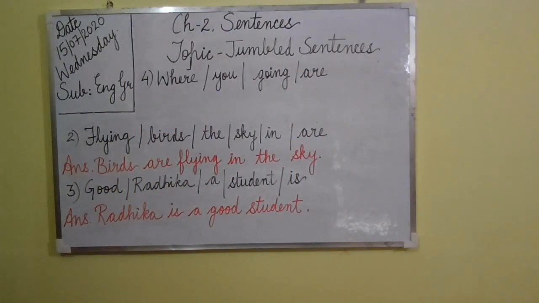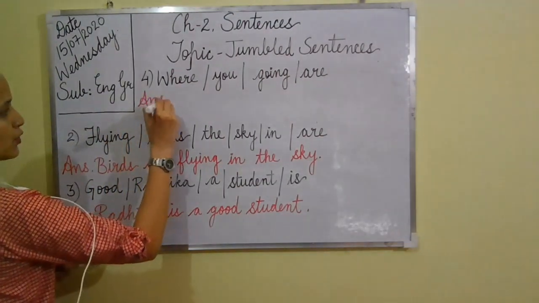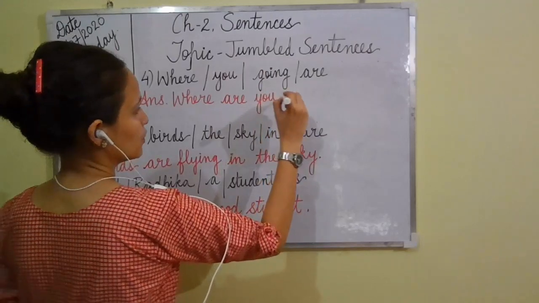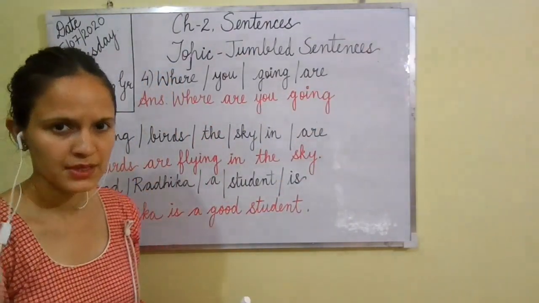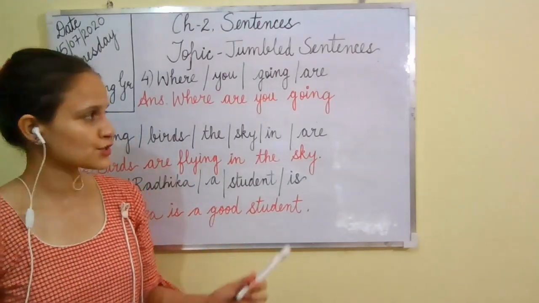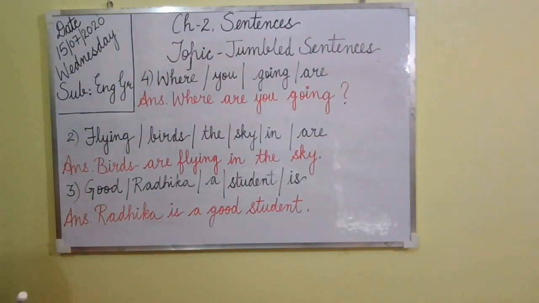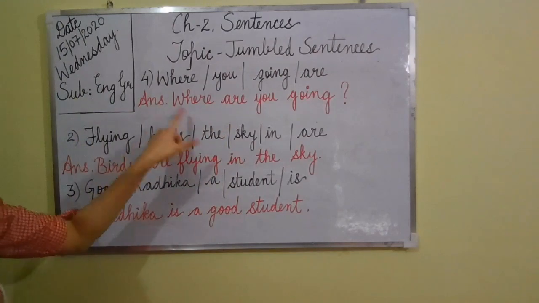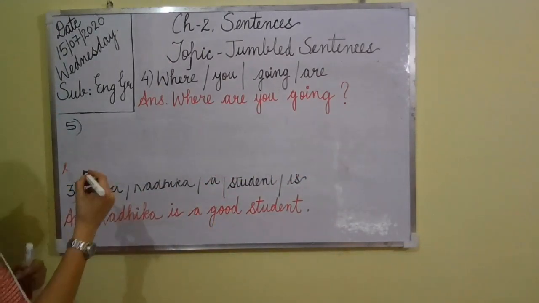Okay, so here you can see the words are where, you, going, are. तो इसको अब हम complete sentence में कैसे बनाएंगे? How am I going to make it a complete sentence? I'm going to write: where are you going? Okay, so where are you going? Is this a statement or a question? It's a question. So I'm going to end this question sentence with a question mark. This is a complete sentence because it has a group of words. Next, it is giving us a complete meaning, a complete sense. Also, it's ending with a question mark.